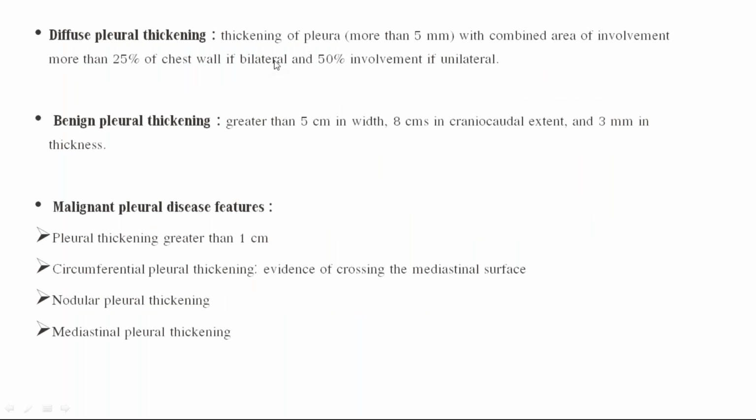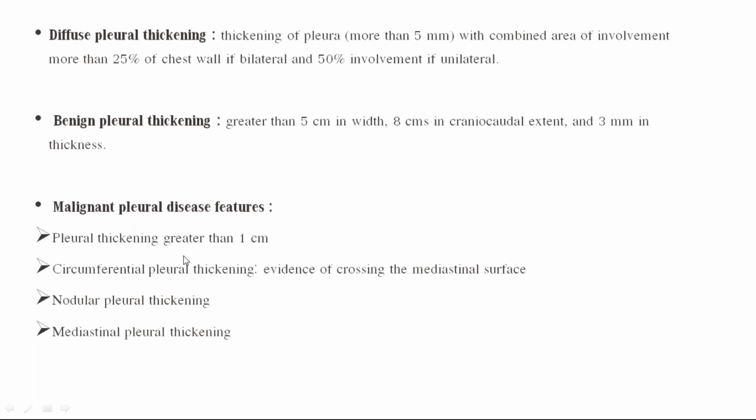Diffuse pleural thickening. Thickening of pleura that is more than 5 mm with a combined area of involvement more than 25% of the chest wall if bilateral and 50% involvement if unilateral is termed diffuse pleural thickening. Whereas benign pleural thickening is less than 5 centimeters in width and 8 centimeters in craniocaudal extent and 3 mm in thickness.